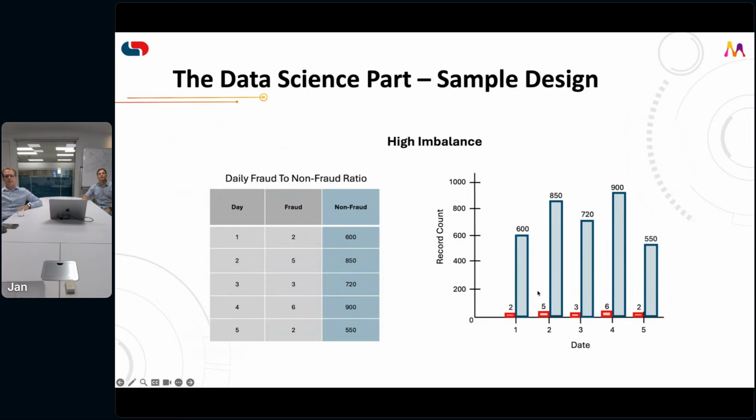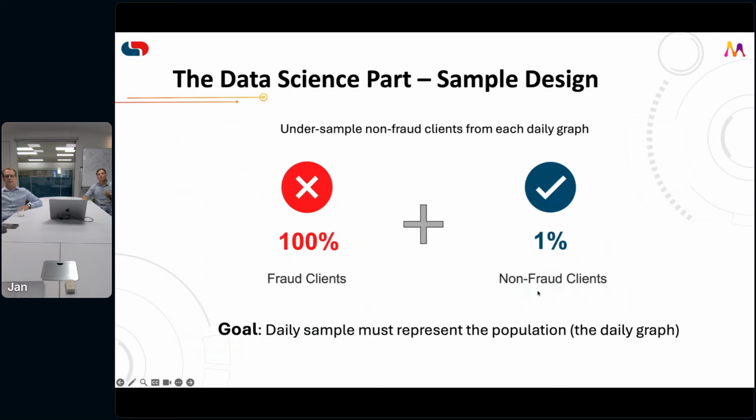your fraudulent records. Now, after you've experienced this, we then said, okay, how can we prevent or try and solve this? Now, what we did was we said, okay, let's undersample our non-fraud clients for each daily graph. What this means is that we would take 100% of our fraudulent clients each day, as well as for each day, we will sample 1% randomly from your daily graph.